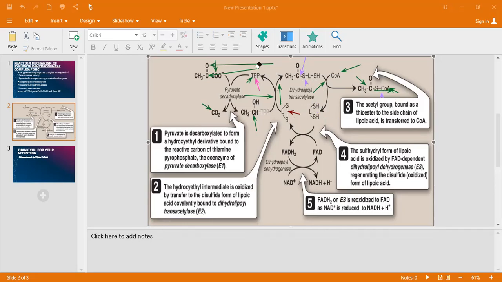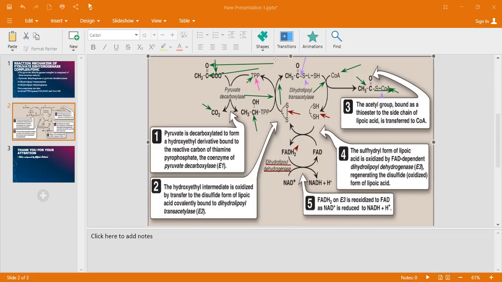But we don't want it in the reduced form, we want it in the oxidized form. So in the other reaction, this is now the reduced form. Now in the fourth reaction here, this reaction is catalyzed by the dehydrolipoyl dehydrogenase. Maybe I should underline it. Now, this dehydrolipoyl dehydrogenase will catalyze this reaction.